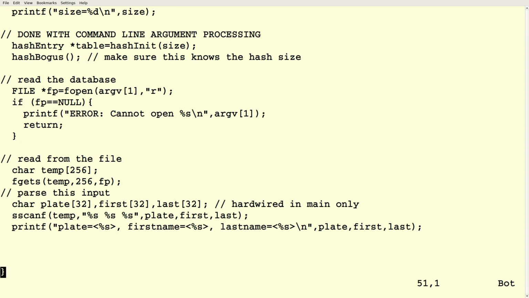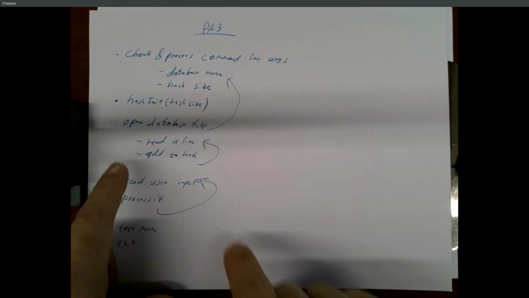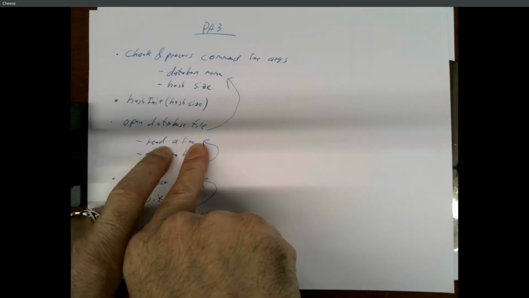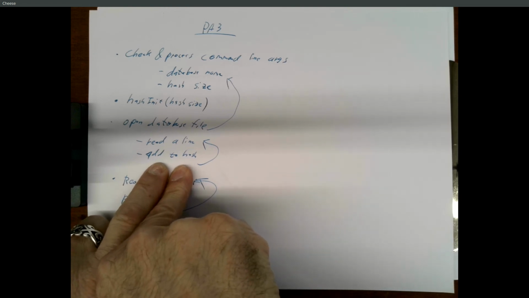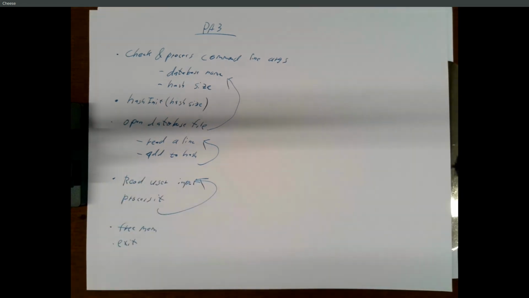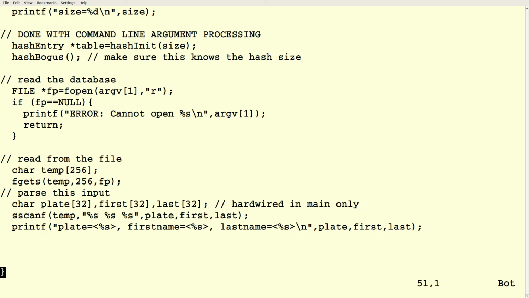All right, so we can read a line of input, we can parse it into the 3 components. Let's put this in a loop, because really what we want to do is read a line from the file and then add it to our hash. To add it to the hash, we're just going to call hash add, give it the hash table, the plate, the first name, and the last name. Well, we've got all those pieces already. We've got the hash table from hash init, we've got the plate, first name, and last name from our sscanf. So all we need to do is throw this into a loop and actually add the hash add call, which I don't have. So how do we loop?